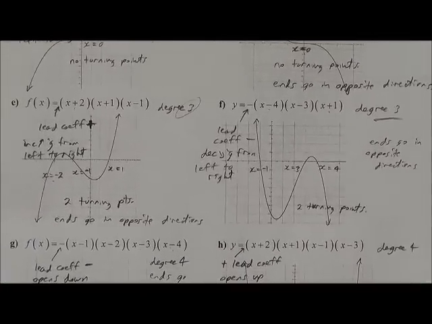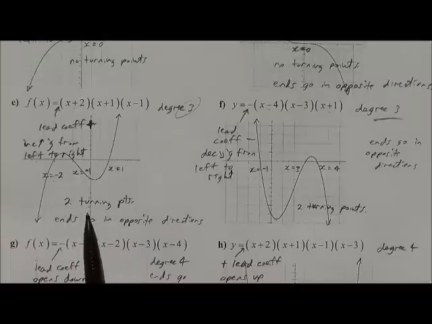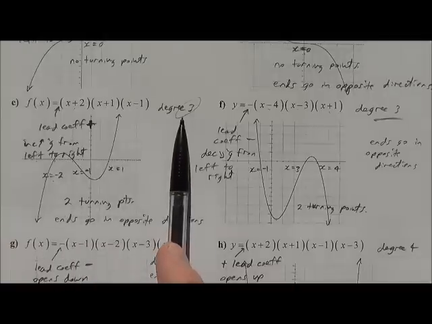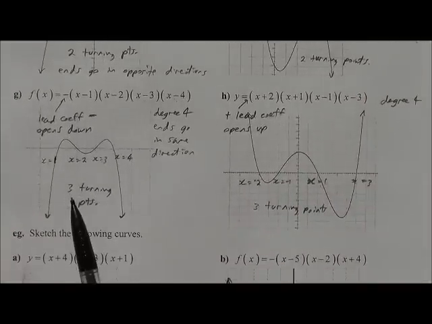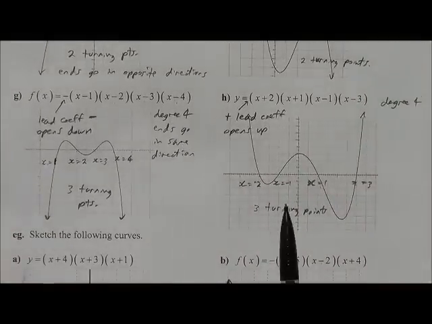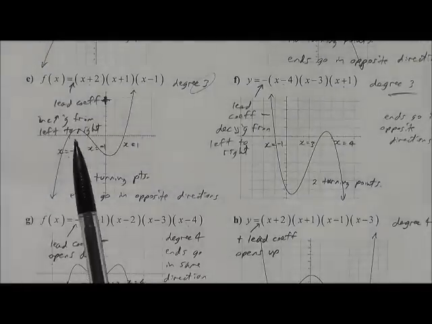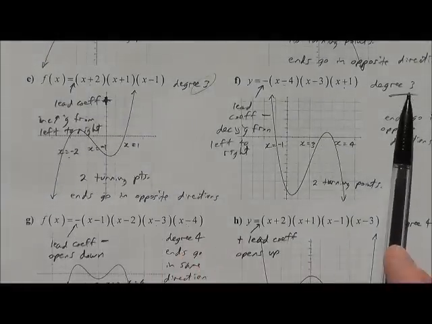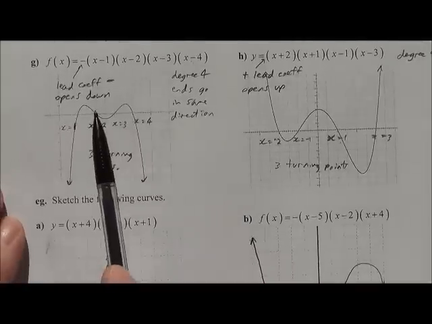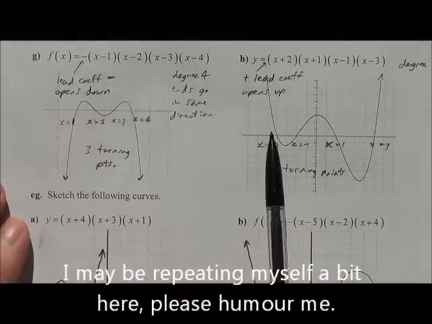One extra thing I forgot to mention is, we looked at the turning points: 2 turning points for degree 3, 3 turning points for degree 4. But look at the zeros: 3 zeros for degree 3, 4 zeros for degree 4, and the same thing for this one.